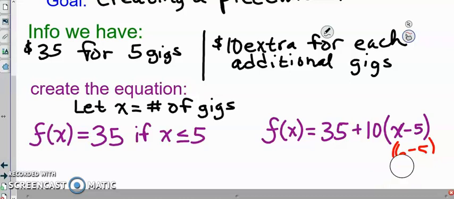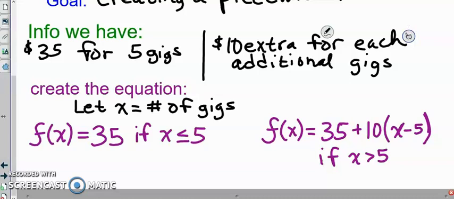If you went to 15 gigs, which means you went over 10 gigs, then you do 10 times 10, and that'll be $100 you're adding onto your bill. Whew, that's crazy. So make sure you keep track of that part. Don't let that happen to you. So that's why we're doing the x minus 5. All right, so again with this, our condition, or our domain, is if x is greater than 5. So anything bigger than 5 gives you that. Okay. So we have those 2, and that's the only 2 things that we need.